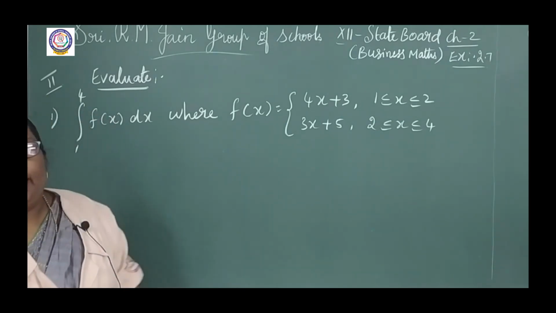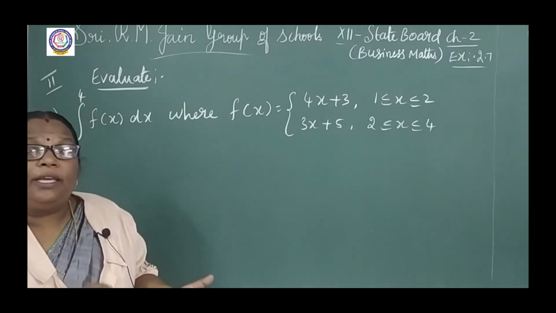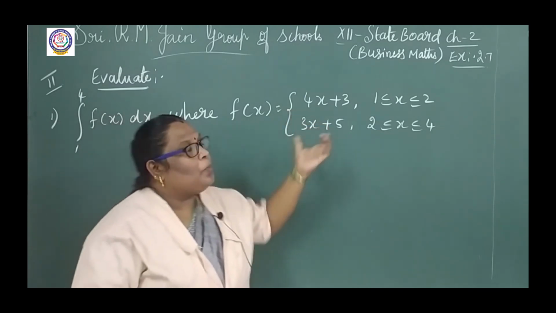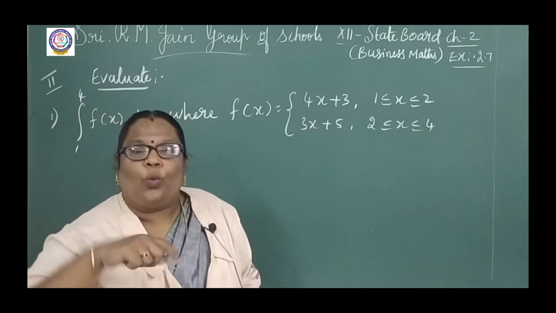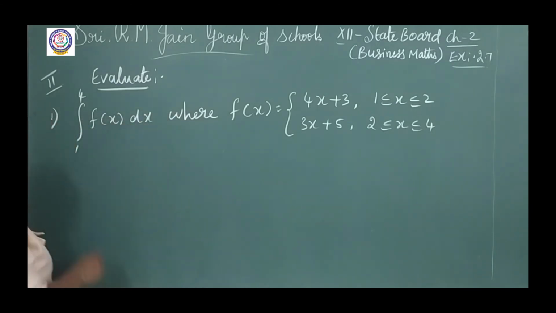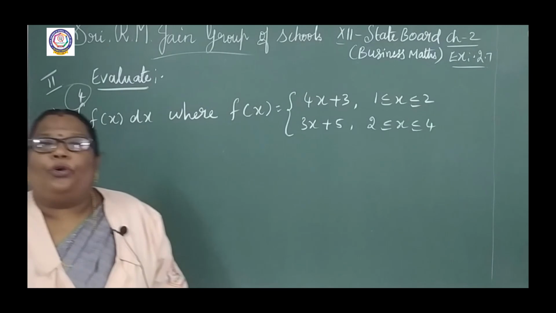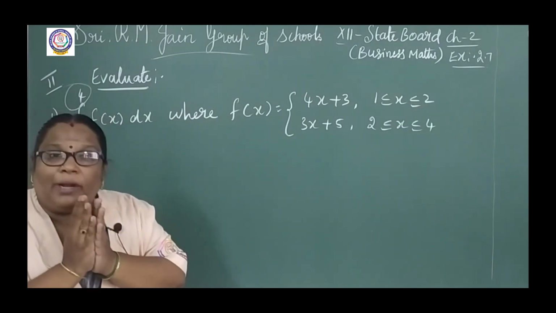Children, this is 12th standard State Board Business Maths Chapter 2 Exercise 2.7, second Roman letter, first sum: integral 1 to 4 f of x dx, but here f of x is given in two parts. The first limit is 1 to 2, the second limit is 2 to 4, but the interval's lower limit is 1 and the upper limit is 4.